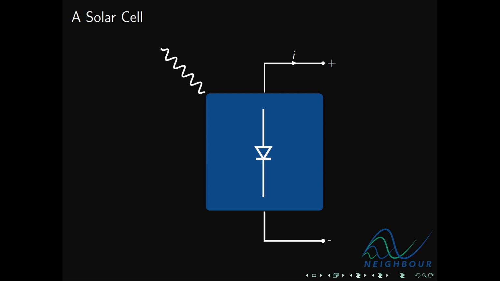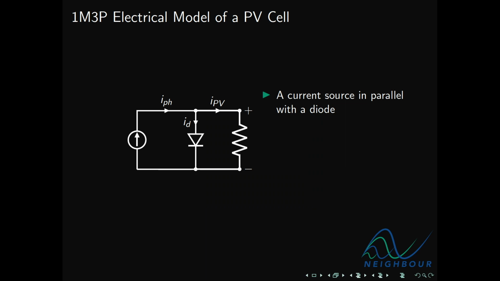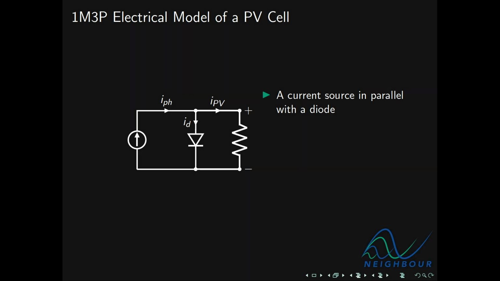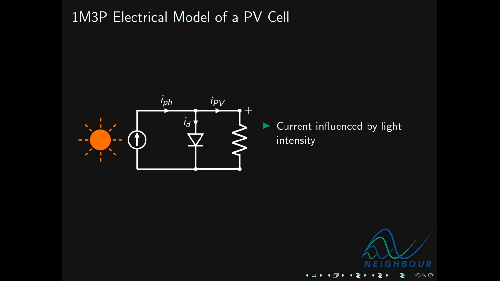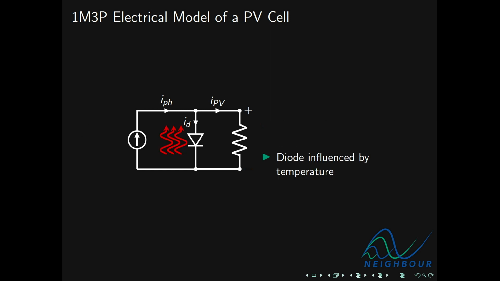So a solar cell in the dark is simply just a diode, but when we shine light on it, it conducts current in the reverse direction. We can model the current and voltage of a solar cell using what's called the single mechanism 3-parameter model. It's made up of a current source in parallel with a diode. The current source magnitude is determined by the light intensity on the cell, and the diode is mainly environmentally influenced by the cell's temperature. The diode clamps some of the current from the current source, and it also sets the cell's voltage.